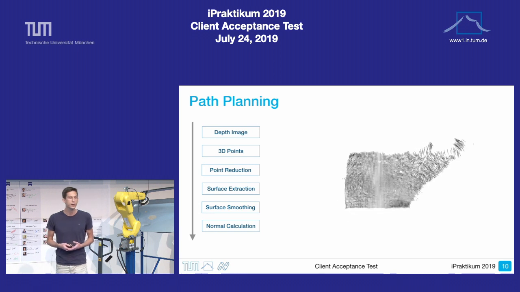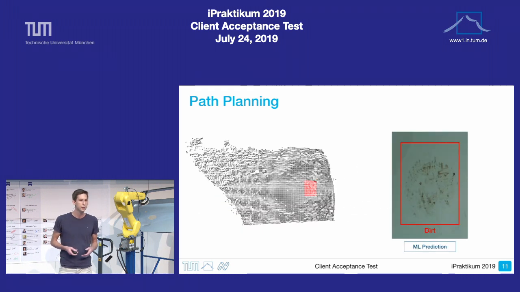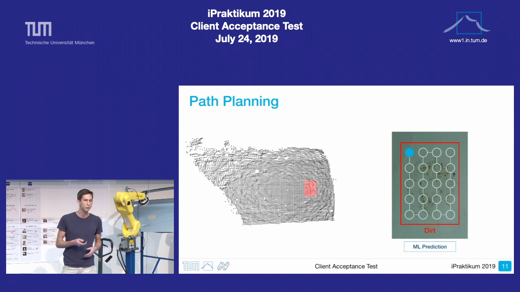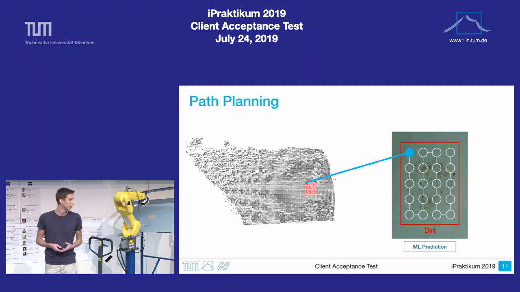So now we have all the data to really start our path planning, and we begin with our 2D image. You can see it here on the right side. You can see here some dirt and the machine learning prediction, this red bounding box. And into that bounding box, we insert a 2D path, which are just a bunch of points. And then these points we project into 3D and search in the point cloud for the closest point to this projected point. So now we have our first point for our 3D path, which can then be executed by our robot. And we do this for all the points.